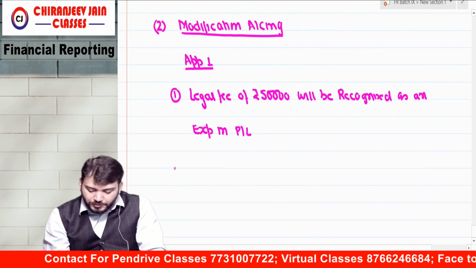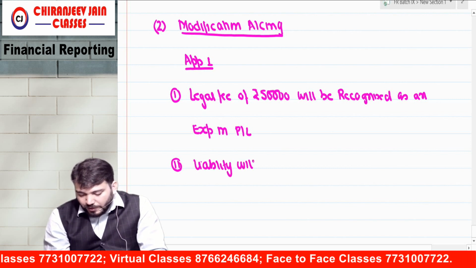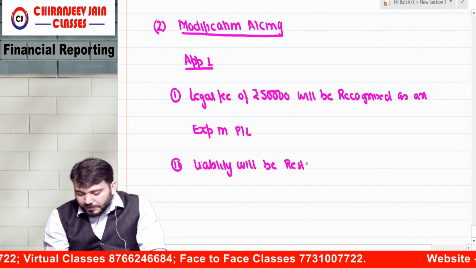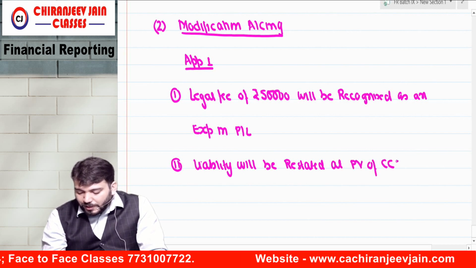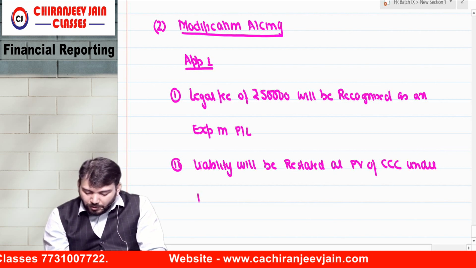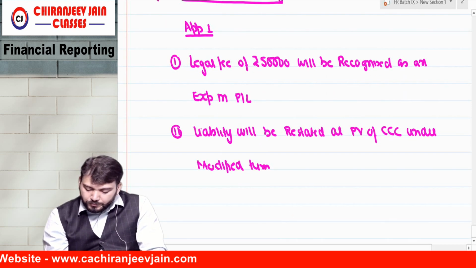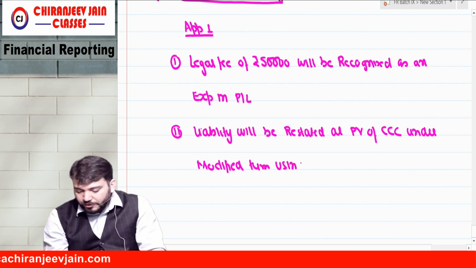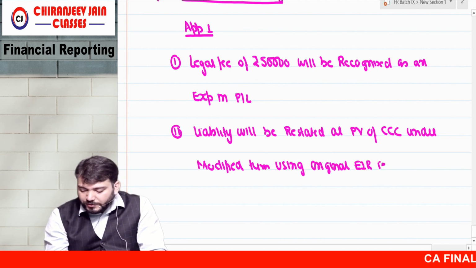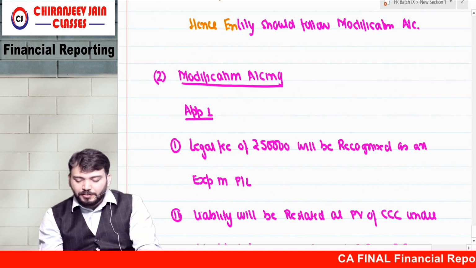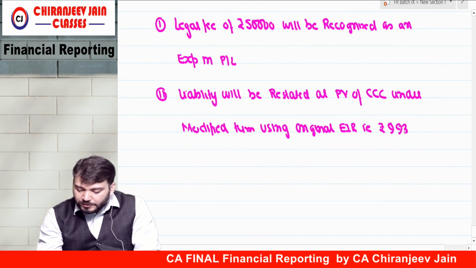Correct. Second, the liability will be restated. Liability will be restated at what? Present value of contractual cash flow under modified terms, using which EIR? Original EIR. Original EIR, that is 10%. Already we have calculated 9 lakh 93,440, correct? 9 lakh 93,440.